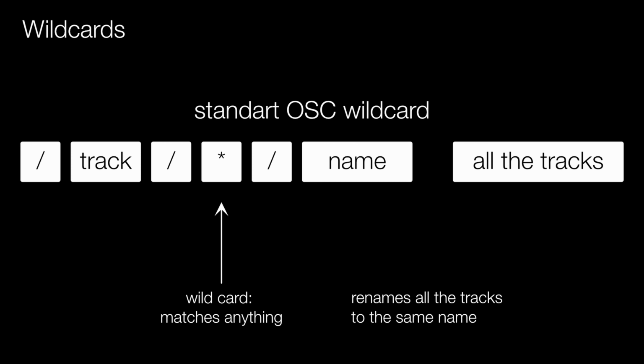There are also wildcards that can be useful. A wildcard is like a variable, so that it is filled with anything that might fit in this specific position. The top address string, for example, uses the OSC wildcard, which is an asterisk, to address all the tracks that can currently be addressed in Reaper. This message would rename all the tracks to whatever argument is sent with this address pattern.